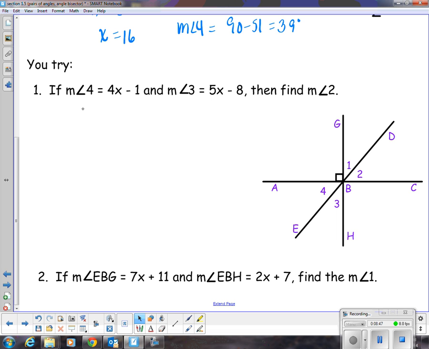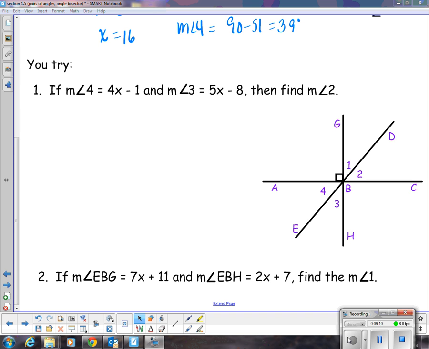So again, you need to tell me what is the relationship between angle 3 and 4, what type of angles they are, what the relationship is, write the equation, find the requested angle. Same with number 2. So please pause while the students do these 2 problems.